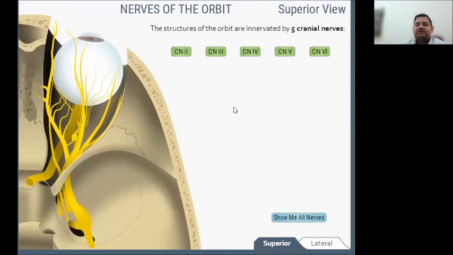Next thing we have to study here is the different nerves which are going to help in the different types of innervation to the orbit, or contents of the orbit, you can say. So basically the structures of the orbit are going to be innervated by 5 cranial nerves.